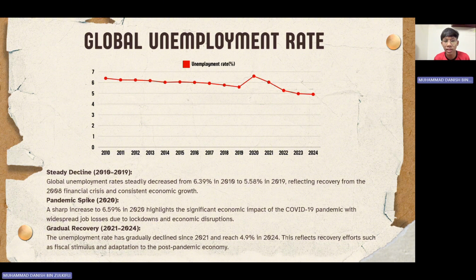In 2020 we see a pandemic spike, a sharp increase to 6.59%, highlighting the significant economic impact of the COVID-19 pandemic, with widespread job losses due to lockdown and economic disruption. For the years 2021 until 2024, we have a gradual recovery process. The unemployment rate has gradually declined since 2021 and reached 4.9% in 2024. This reflects recovery efforts such as fiscal stimulus and adaptation to the post-pandemic economy.